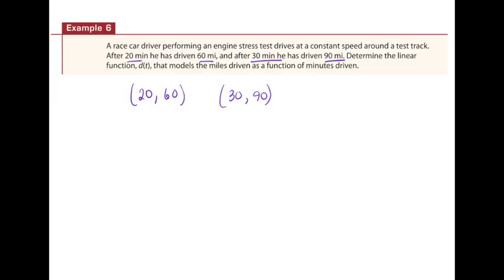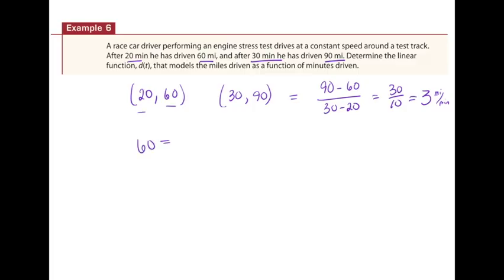My function is going to be y equals mx plus b, okay? To find my m, I'm going to do exactly what I would do before. I'm going to subtract my y's, subtract my x's. All right, I get 30 over 10, which is just 3, and this is my miles per minute. All right, 3, that's my slope. They want a function. Well, y equals mx plus b is fine. I can use this one.